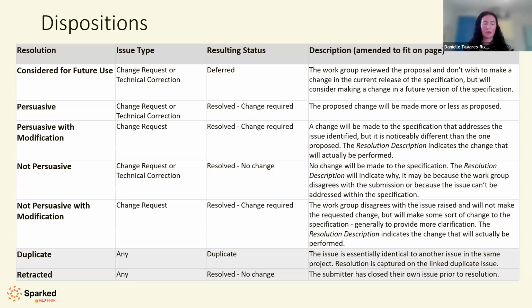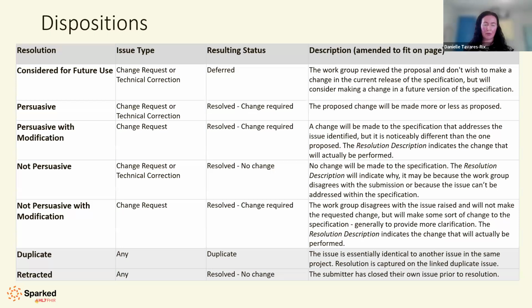So after that option, consider for future use, if we actually think that no, this is something we should be addressing in R1, then we have a couple of options. There's persuasive and persuasive with modification. Persuasive is, as the description says, basically an as-is. We agree to make the change. It is basically what the proposed change was. That's persuasive, and it says we're going to make a change to AU Core R1.